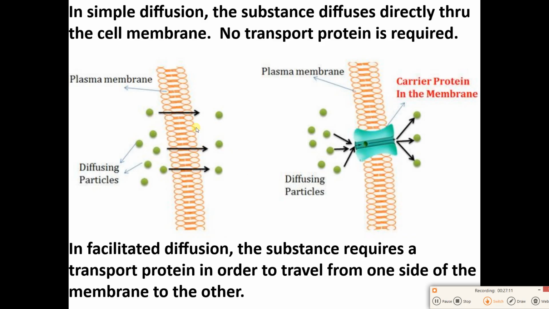In facilitated diffusion, a transport protein is required. So here is a transmembrane protein. It's a channel, and the green guys are using it to go through the membrane. So in facilitated diffusion, there has to be a protein facilitating, helping the process occur. So facilitated diffusion will involve a transmembrane protein. In simple diffusion, no protein is necessary. The molecule is simply going right through the membrane.